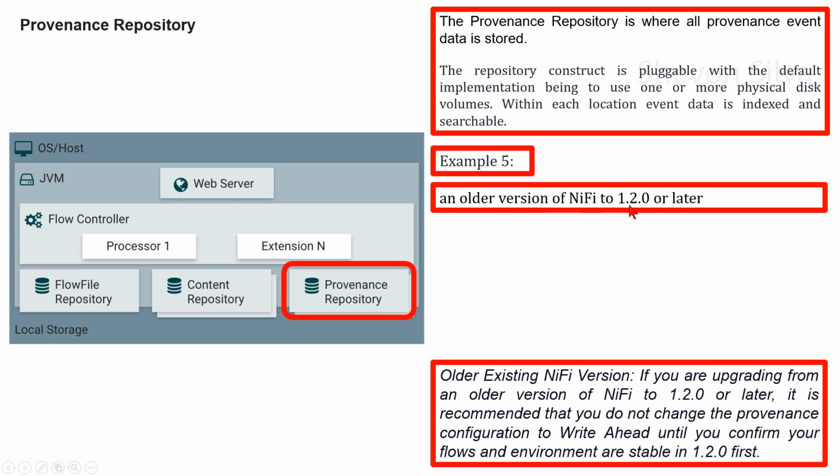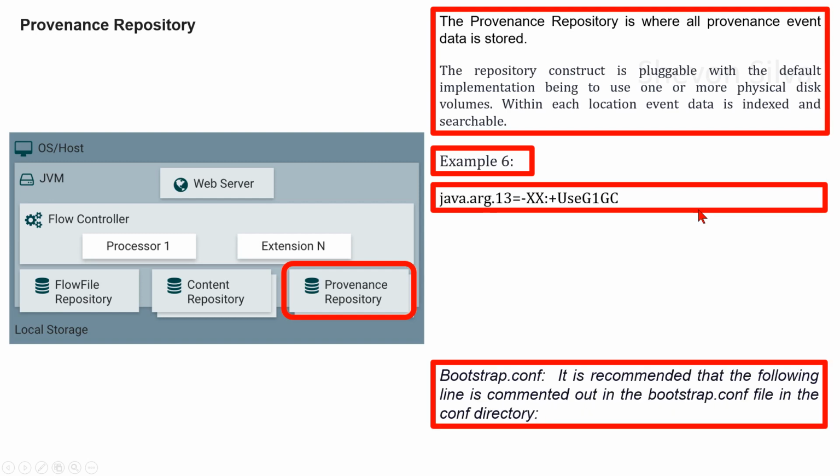If you are upgrading from an older version of NiFi to 1.2.0 or later, it is recommended that you do not change the provenance configuration to write-ahead until you confirm your flows and the environment are stable in 1.2.0 first. This reduces the number of variables in your upgrade and can simplify the debugging process if any issues arise.